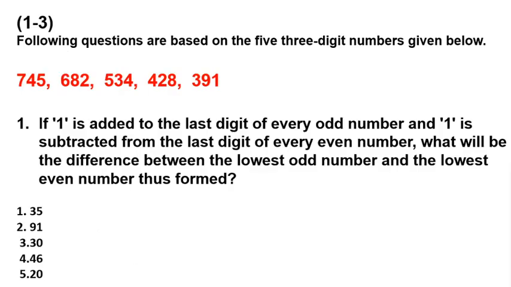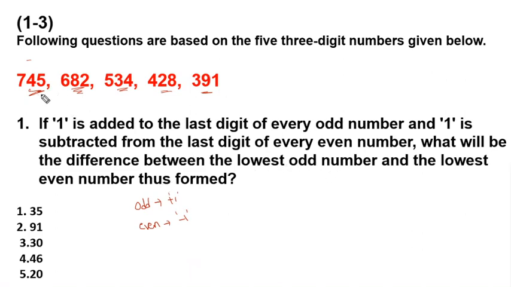Question number one I have brought for you is with respect to the concept of series. Just look at the question. Here I have a few numbers: 745, 682, 534, 428 and 391. If one is added to the last digit of every odd number and one is subtracted from the last digit of every even number, so if the digit is odd, add plus 1; if the digit is even, subtract 1 from that number, then what will be the difference between the lowest odd number and the lowest even number?